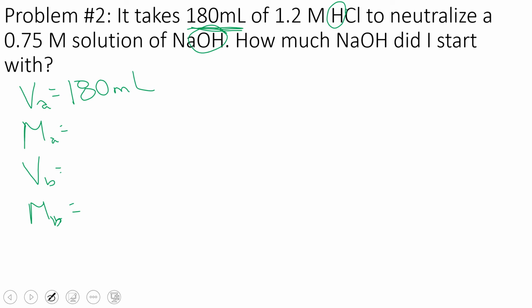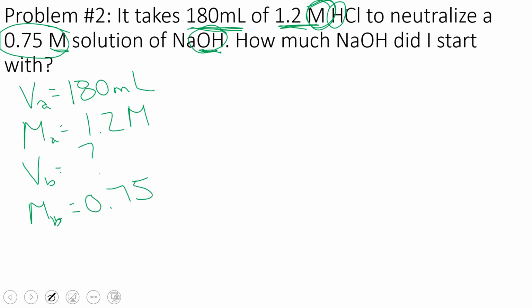We're also given the molarity, right? This big M tells us that this is molarity, and it goes with this one, which is our acid. So we have 1.2 molar HCl. We keep reading, and it says that we can neutralize a 0.75 molar solution of NaOH, right? This OH tells me this is a base, and this molar tells me I have a concentration. So I'm going to go put this down here at the MB, so 0.75.